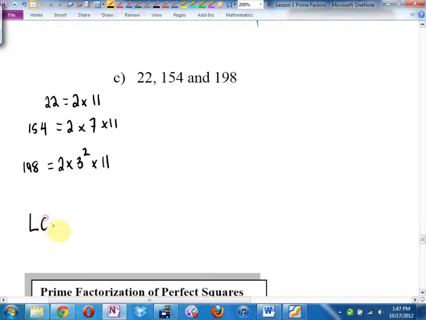Okay, here we go. So what is the least common multiple? How many 2s do I need? At least 1. Let's go in order. I see 3s. How many 3s do I need? 2. How many 7s do I need? How many 11s do I need? 1. What is the least common multiple? And I dare say that would take you a while to find otherwise.